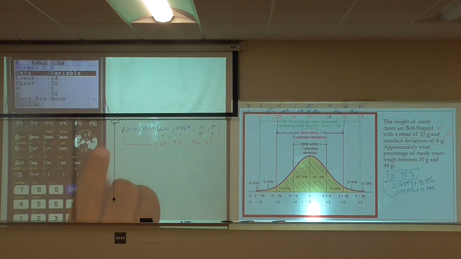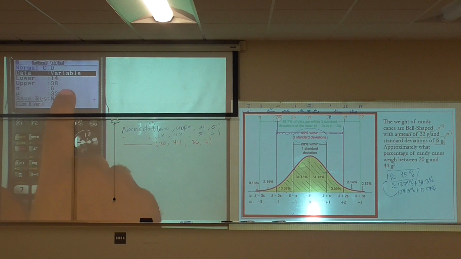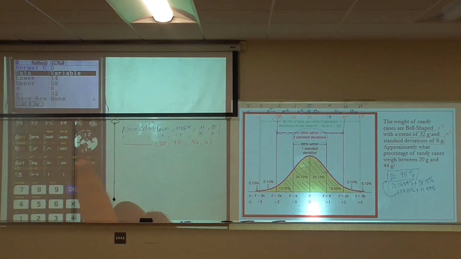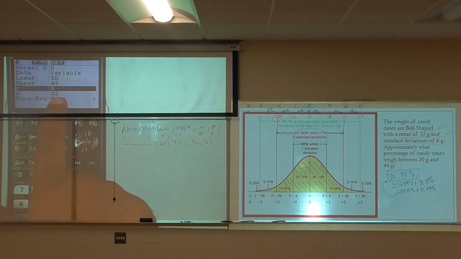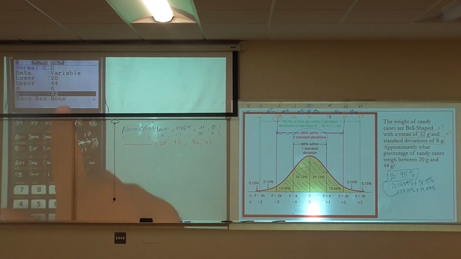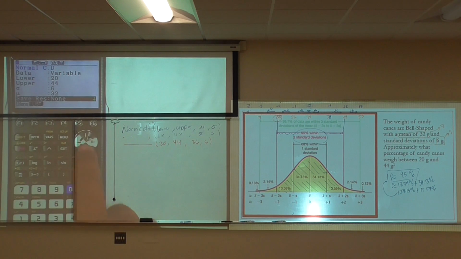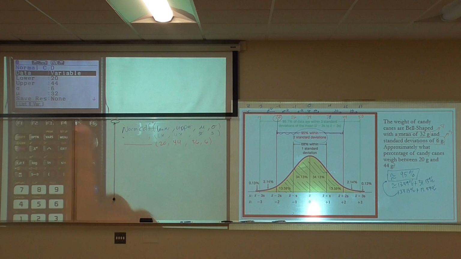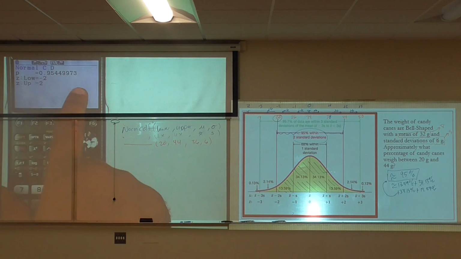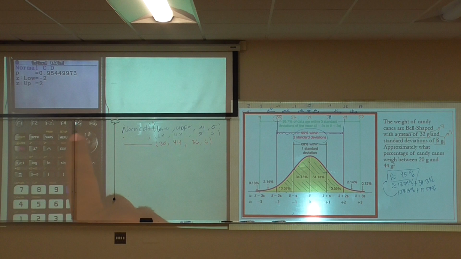So with that said, what we're going to do here is put the information in. Lower is supposed to be 20, so I put 20 right here. Well, first I'm in variable. 20 goes here, followed by 44 goes there. Standard deviation will be 6, mean will be 32, we're good. Over here, you can save to this, that's pretty nice. So you can calculate it, and there's my calculation. But I was trying to press calculate, I have heavy hands. So I'm going to exit real quick, go back, and there's something called draw.